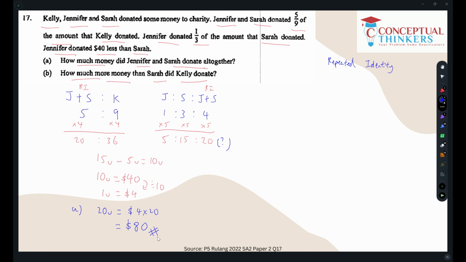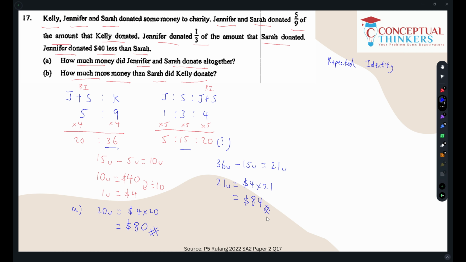Okay, now next, they ask how much more money than Sarah did Kelly donate. So for part B, what you do is look at the difference in terms of the units for Kelly and Sarah. So I will take 36 units, I will minus away 15 units. So this will give me 21 units. Okay, so that will be the difference between Kelly and Sarah in terms of units. So let's find what is the value. So I'm going to take $4 multiplied by 21. So I'm going to get $84 as the answer.